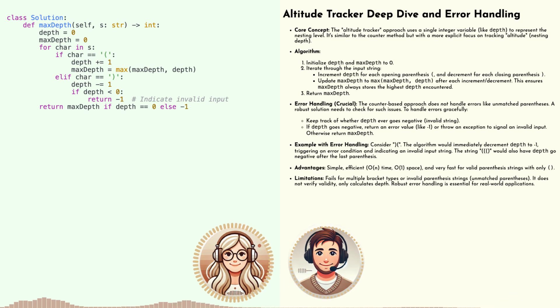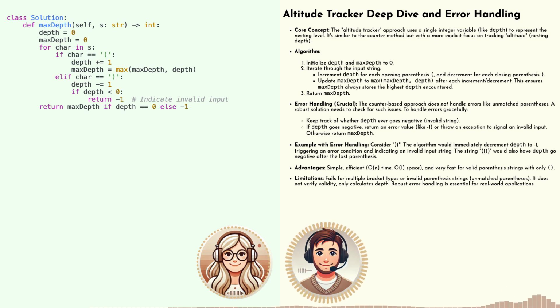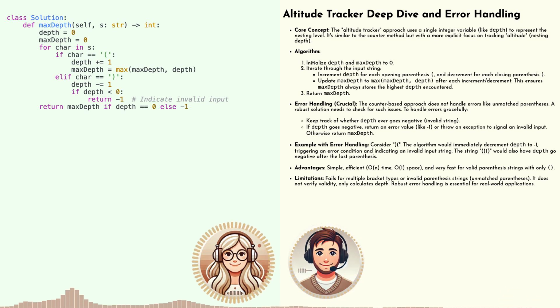Gotcha. The key here is we're not really concerned about matching specific types anymore. We're just simply tracking that overall nesting depth. That's brilliant. So it's like our climber is descending back down the mountain. Yes. But what about those mismatched brackets we talked about earlier? How does this altitude approach handle the invalid strings? So that's the beauty of it. It actually handles them very gracefully.